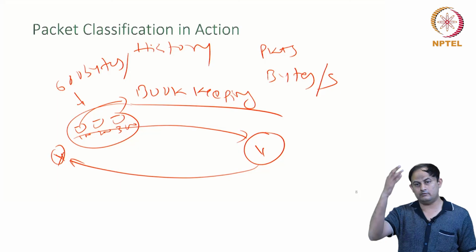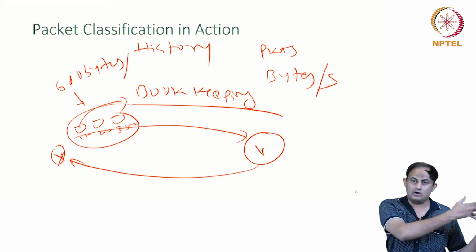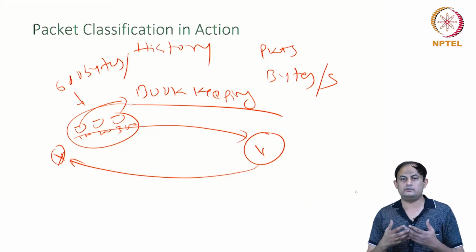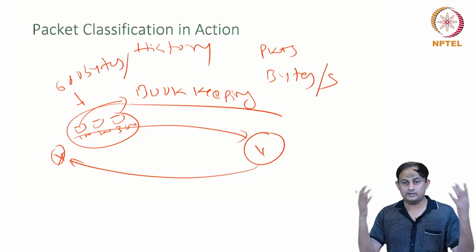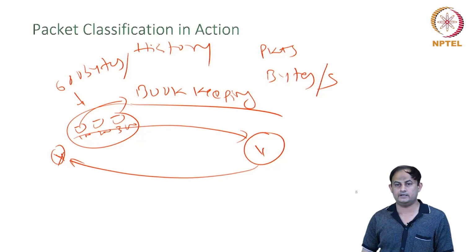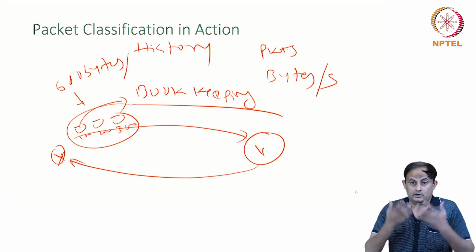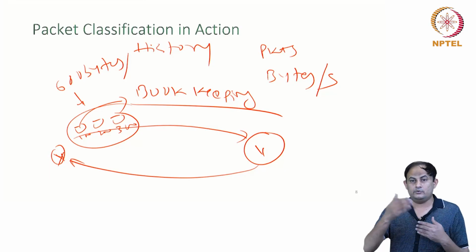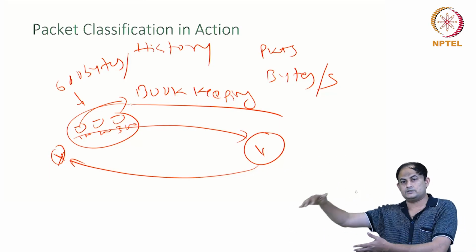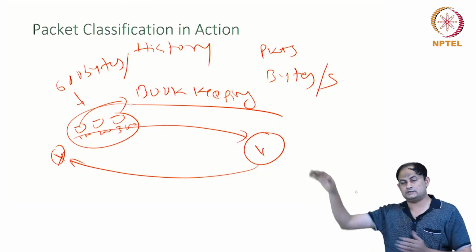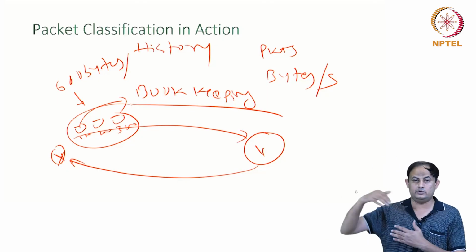It is not only one router. All the routers in the network need to have a classifier, and every router needs to do the bookkeeping work. Now you can see the lookup operation: we said that millions of packets are coming, and it needs to do a quick lookup.